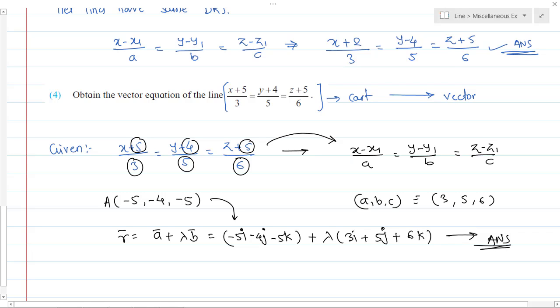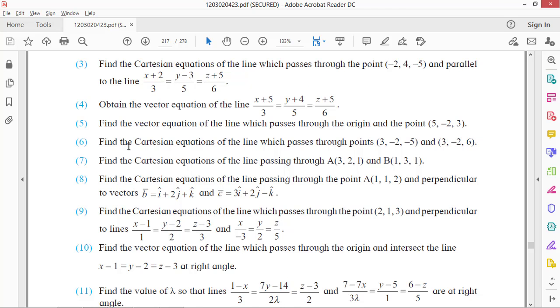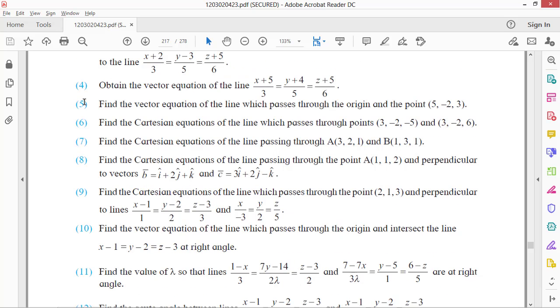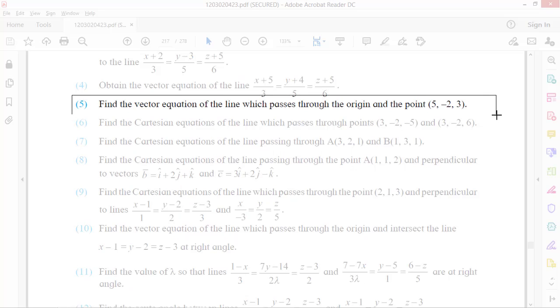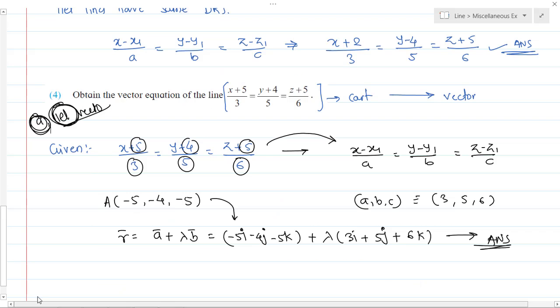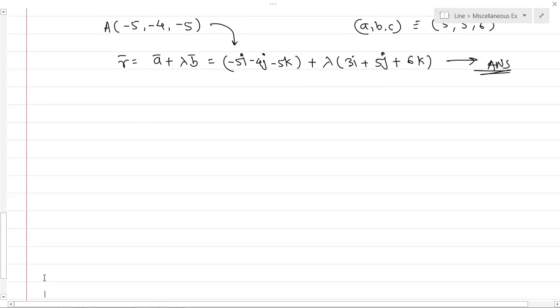We have done nothing much here. We are just concentrating on the point through which our line is passing and the parallel vector. Only two points are important for us: the point and the parallel. Point, parallel. Point, parallel. We are focusing on only these two points. Perfect. Now let's see question number 5 again. So question number 5 says, it's very simple again.